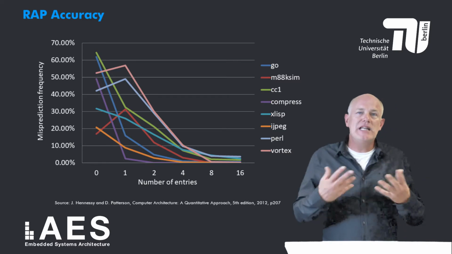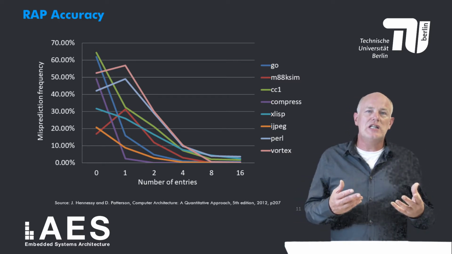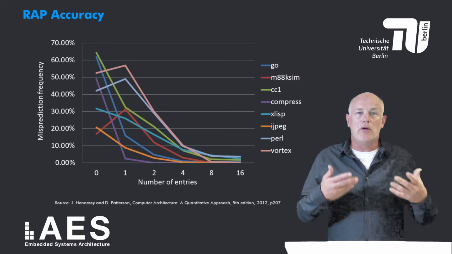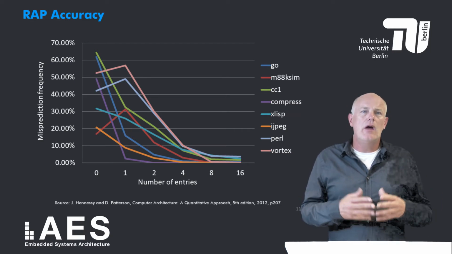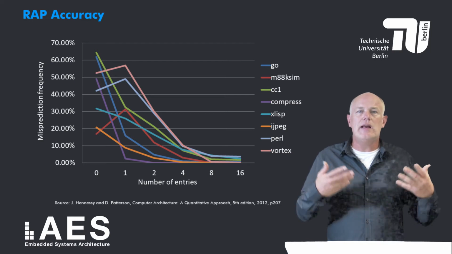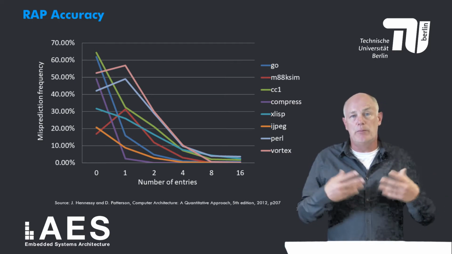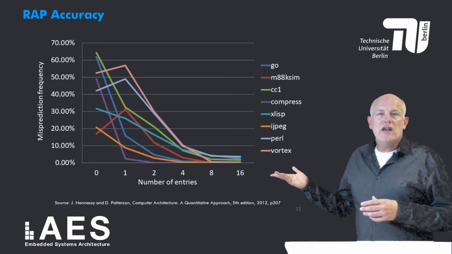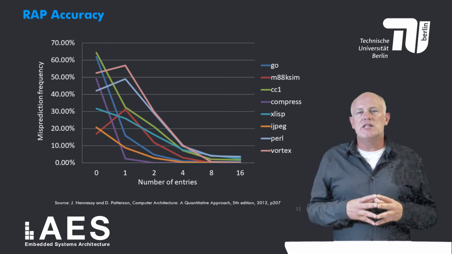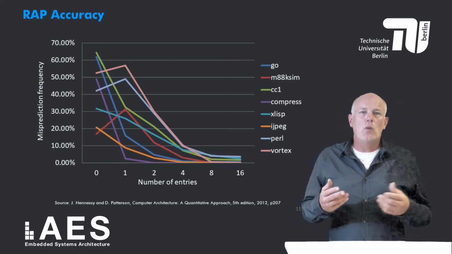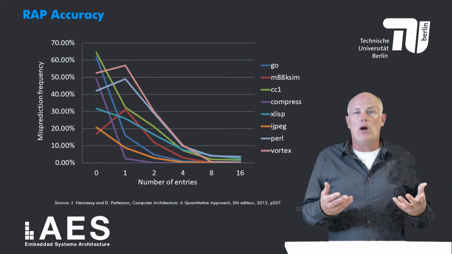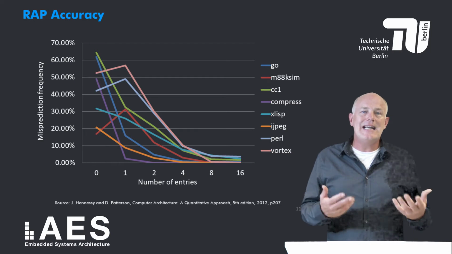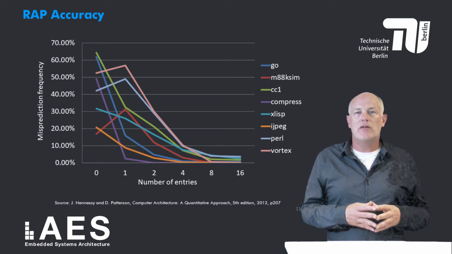This figure shows the misprediction frequency of a return address predictor as a function of the number of stack entries for different SPEC CPU95 benchmarks. A buffer size of 0 means that a branch target buffer is used to predict the return address. These results show that a modest buffer size works well. For example, when the number of entries in the return address predictor is 8 or more, the misprediction frequency is less than 5% for all benchmarks.